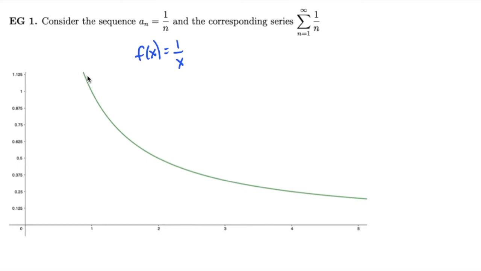So f of x equals 1 over x is the continuous function where I use as inputs all real values. So I use as inputs, say, 1.5 and 1.25, and actually all of the real numbers between 0 and 1 are used as inputs. The sequence, in contrast, is just evaluated at positive integers. So I'm just inputting things like n equals 1, n equals 2, etc.